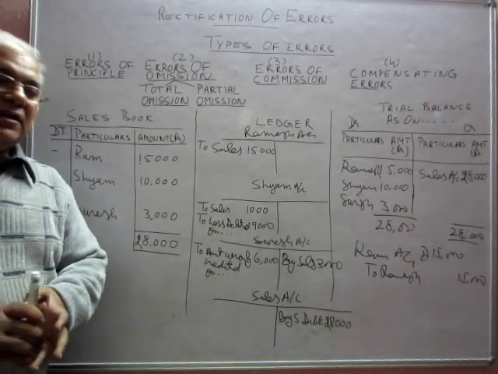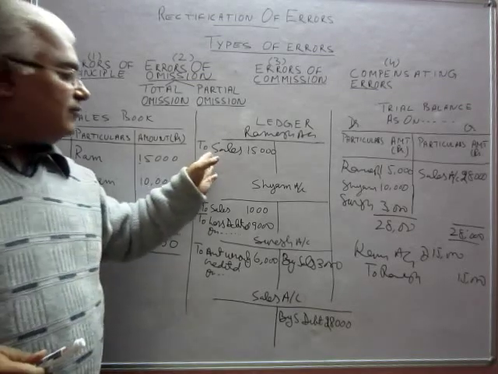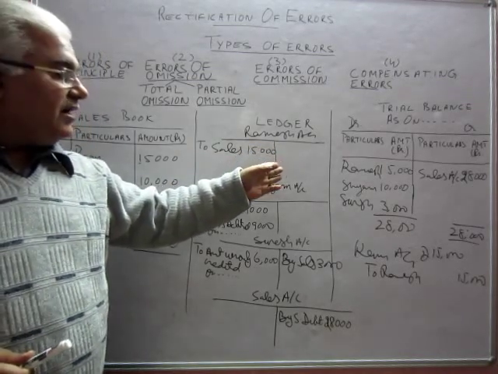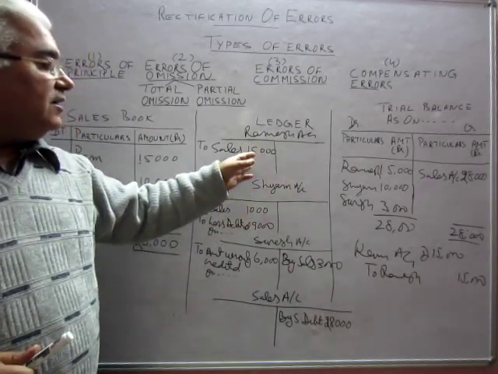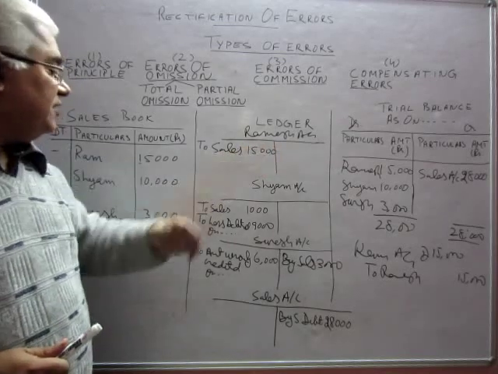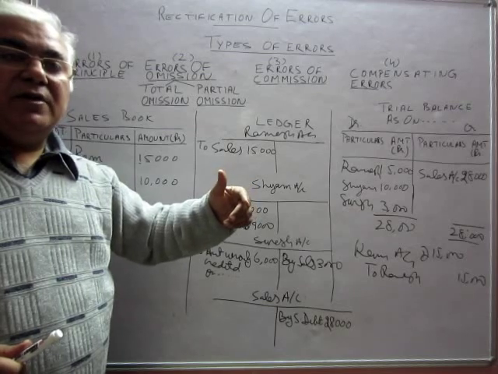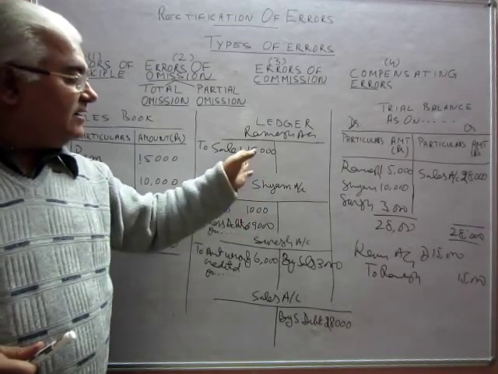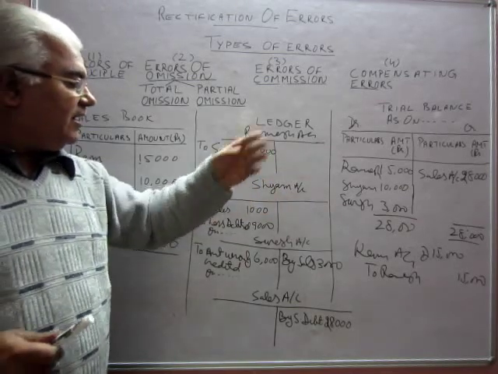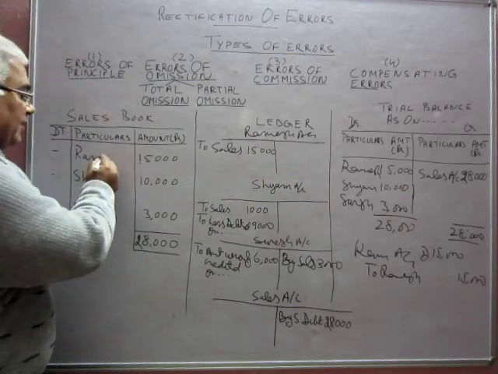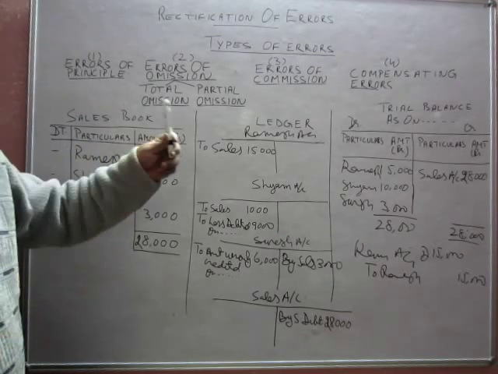So these kinds of errors are called errors of commission. Another thing that can happen is sometimes while carrying forward the balance of an account, we could commit a mistake. For example, while carrying forward the Ramesh account with 15,000, we may write 1,500, and this will make a difference of how much? 13,500 less in his account. So our trial balance will not tally, and this can be rectified again in the same manner. Okay, so these are errors of commission.